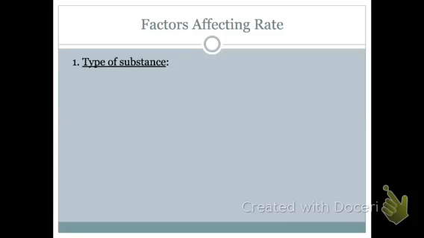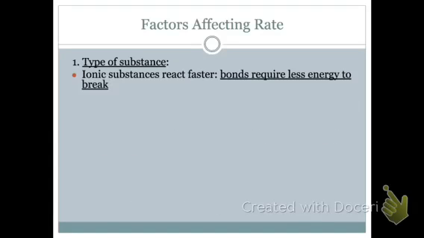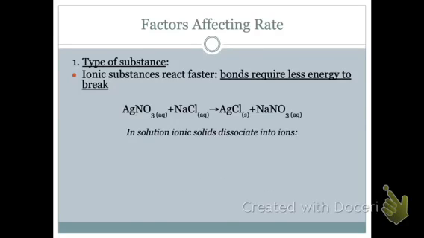So some other things that affect rate. The type of substance. The ionic substances react faster, and that's because their bonds require less energy to break. So in this double replacement reaction, you've got silver 1 nitrate and sodium chloride, and then it's going to make your silver 1 chloride, which is a solid or a precipitate, and then your sodium nitrate. And in the solution, the ionic solids dissociate into ions, which means that they're going to break apart into ions, and you've seen this when we dealt with redox and net ionic equations. Those substances are going to break up into 4 ions, and they're going to do it fairly quickly.